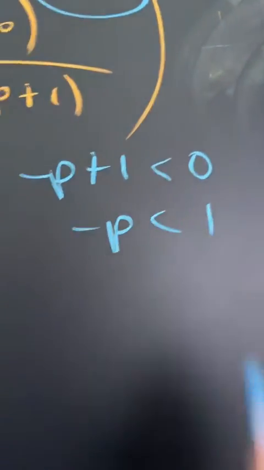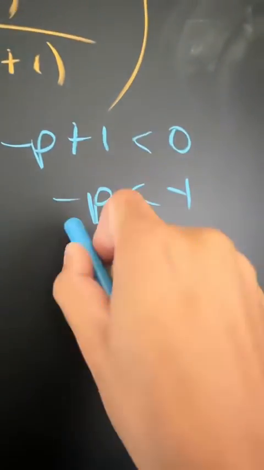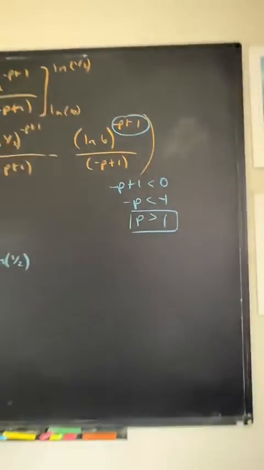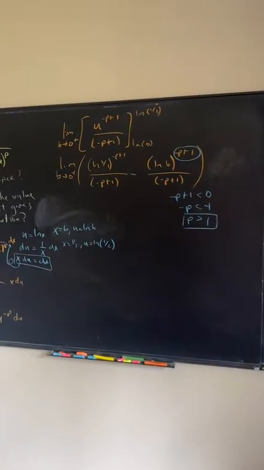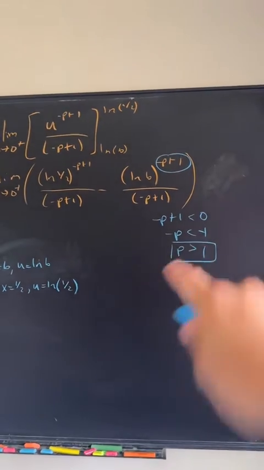So if we move the 1 to the other side, we have negative p is less than negative 1, and then we divide by negative 1. P has to be greater than 1. This is the solution of p, or the value of p, that's going to give us a value. We don't know what that value is, but we just know that p has to be greater than 1.